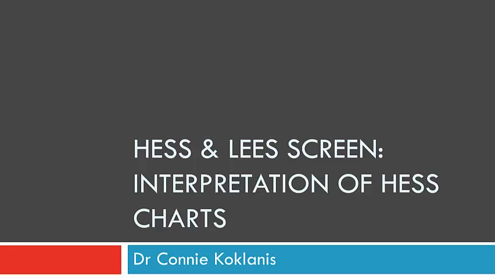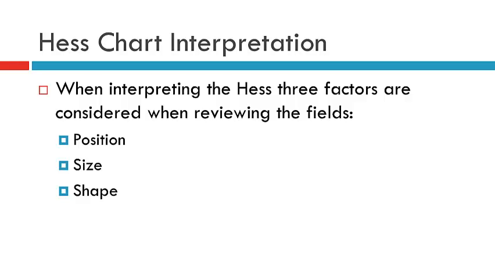The Hess chart is utilised to record the findings from both the Hess screen and the Lee screen test. So in discussing the interpretation of the Hess chart, we're discussing how to interpret the findings from either of these investigations. Okay, when interpreting Hess charts, it's important that we consider three things: the position of the Hess chart, the size of the Hess chart, and the shape of the Hess chart.